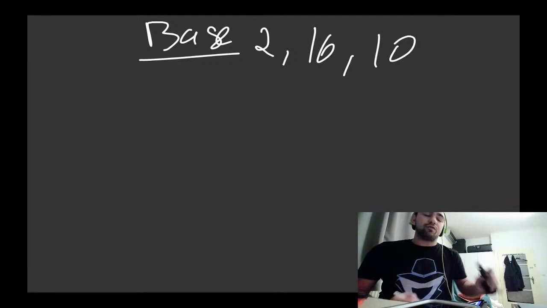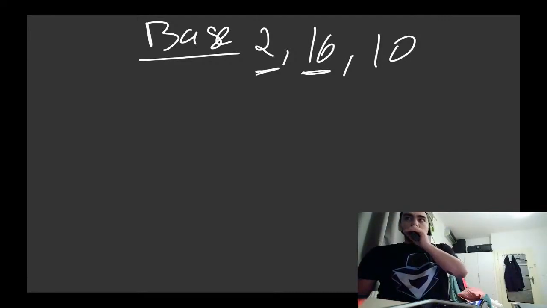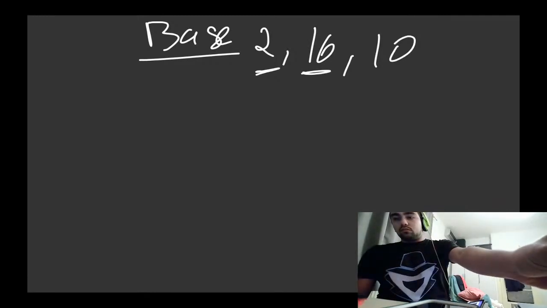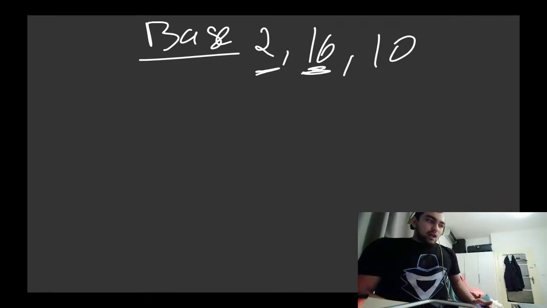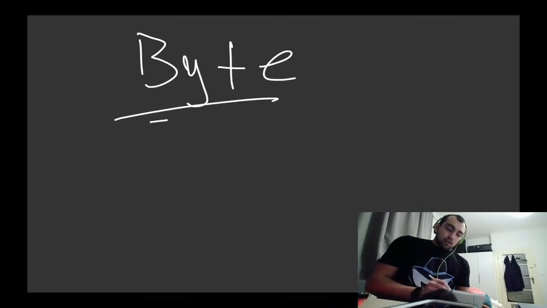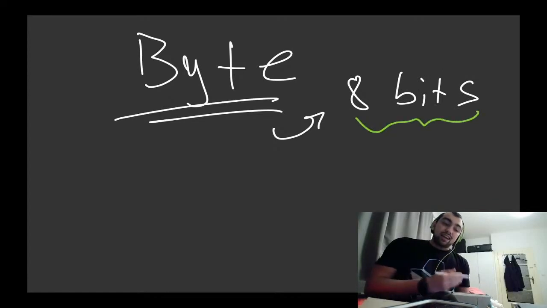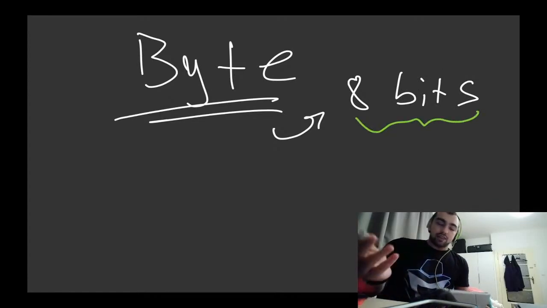Especially if you're a programmer, if you want to go into reverse engineering, you're going to deal with base 2 and base 16 more. Now, why is base 16 helpful? Well, it's kind of a side note, but let's talk about what a byte is. If you look up the definition, a byte is 8 bits. And what are bits? Well, a bit is a binary digit, a base 2 digit, so it's either 0 or 1.